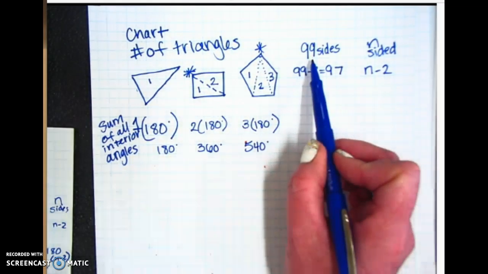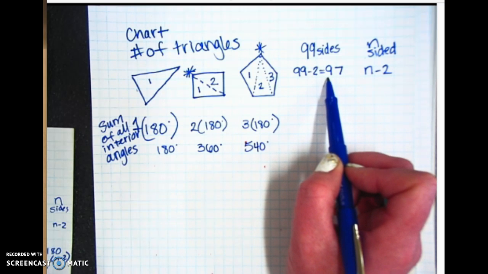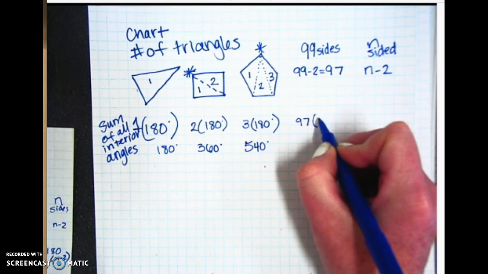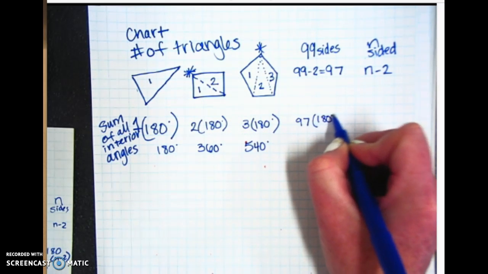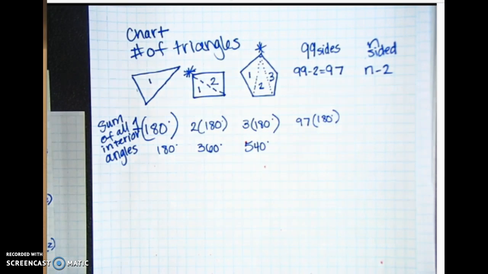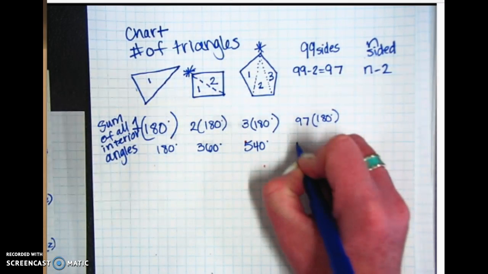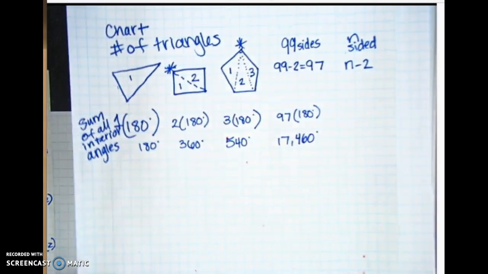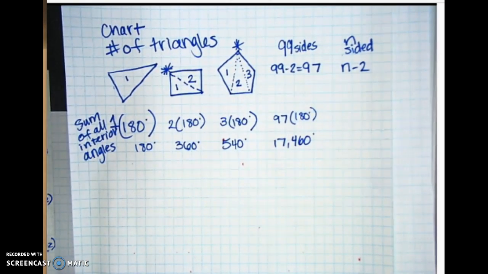When your polygon has 99 sides, that creates 97 triangles inside. So you multiply 97 times 180 degrees. That is 17,460 degrees. Okay? Is it possible that I could give you any sided polygon and you could figure out how many degrees total would be in that polygon?